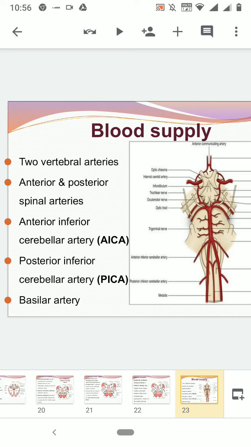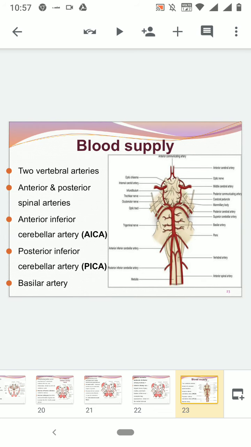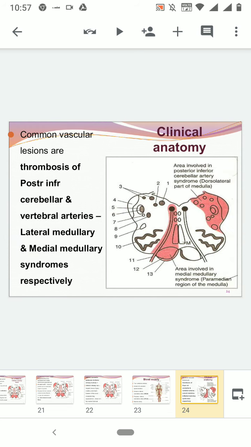So you have a PICA syndrome when this artery gets blocked. That's why I'm going on telling about it. It is the posterior inferior cerebellar artery, and then you have the basilar artery. Now, as we see, that is the median part. This is the section of the upper part of the pons, that forms the lower part of the floor of the fourth ventricle.